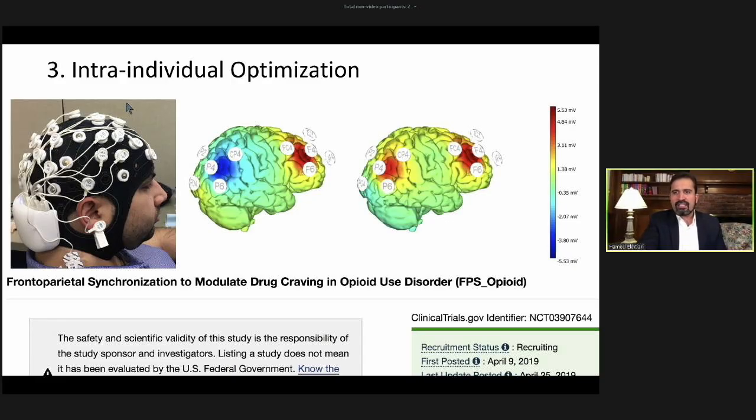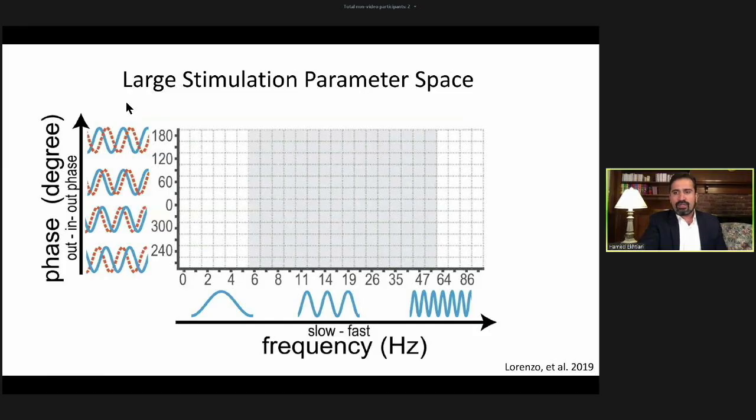But one of the challenges is what the optimum frequency would be, or sometimes what the optimum phase difference would be between the two electrical stimulations that we are applying in these two areas. As you can imagine, there is a large parameter space with different phase differences and frequencies, which makes it really complex to find the optimum stimulation protocol for an individual subject to achieve the highest level of connectivity between these areas.